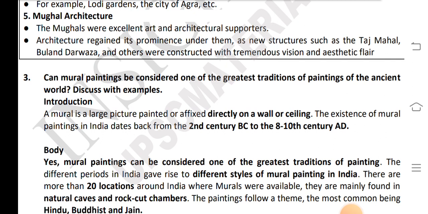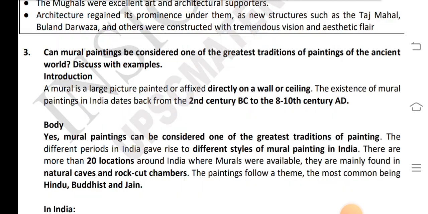Mughal architecture. The Mughals were excellent supporters of arts and architecture. Architecture remained prominent under them, as new structures such as the Taj Mahal and Buland Darwaza and others were constructed with tremendous vision and aesthetic sphere.